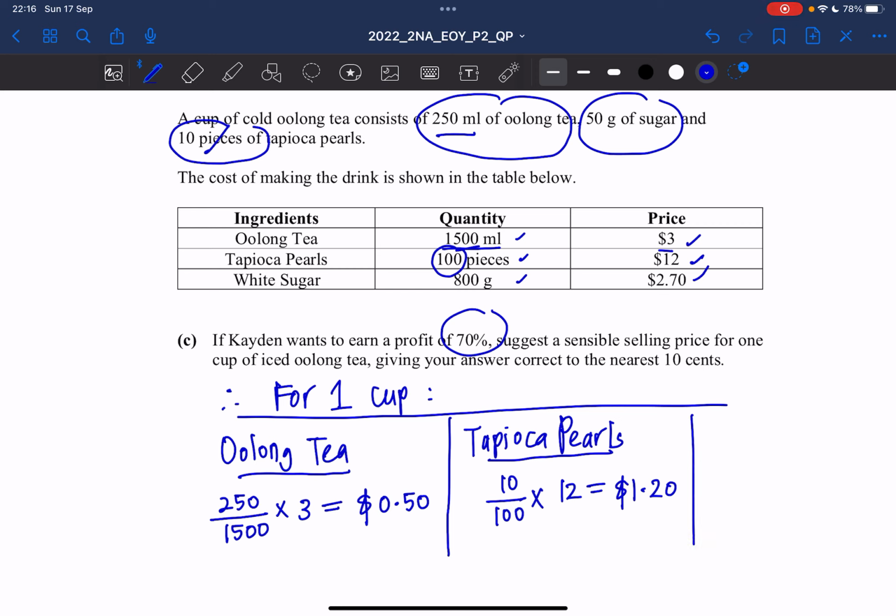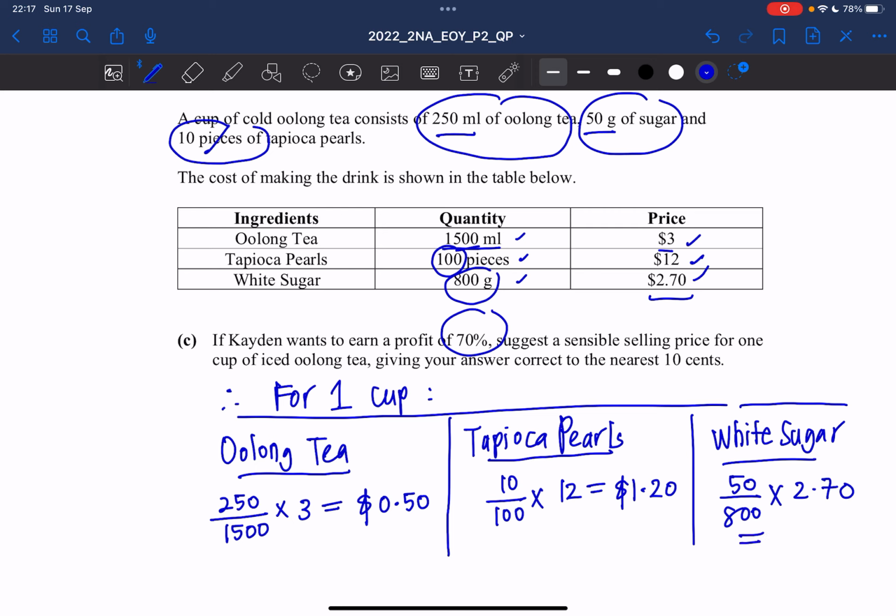Okay, then next is the white sugar. So white sugar, 800 gram is $2.70, but you only need 50 grams. So 50 over 800 times $2.70. So we can use our calculator. 50 divided by 800 times 2.7. Okay, so this is 0.16875.